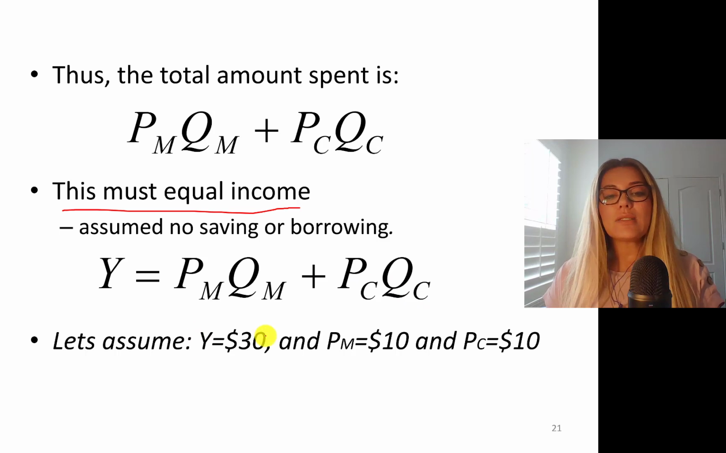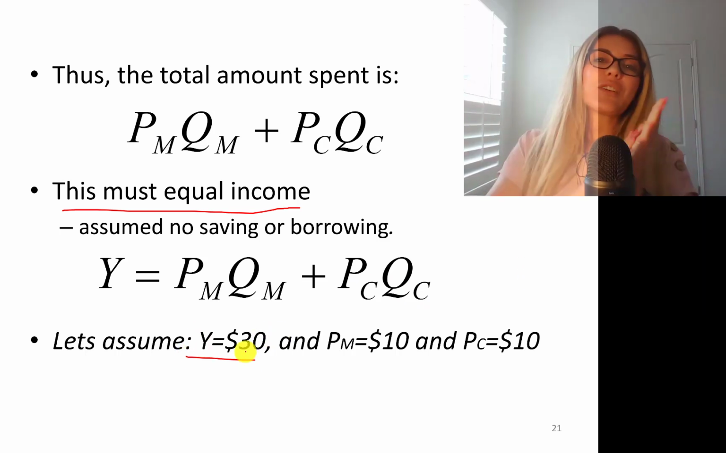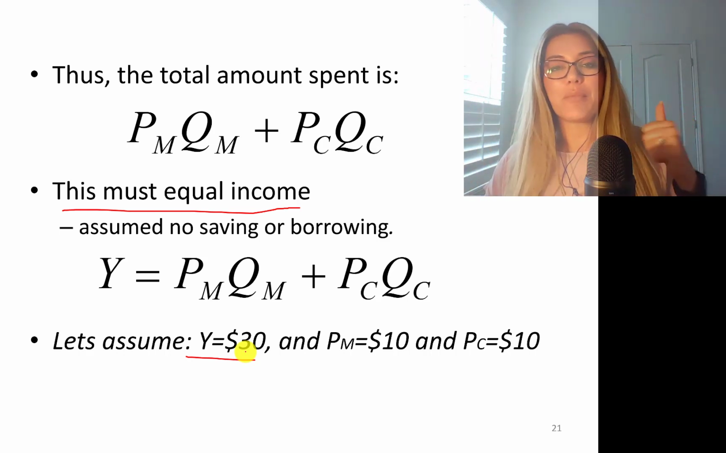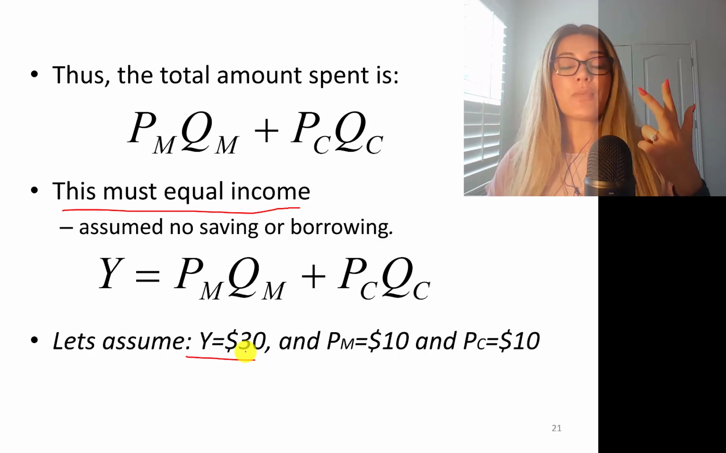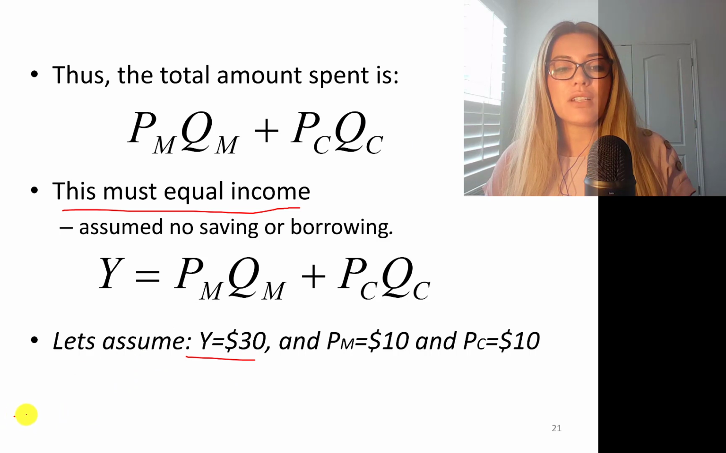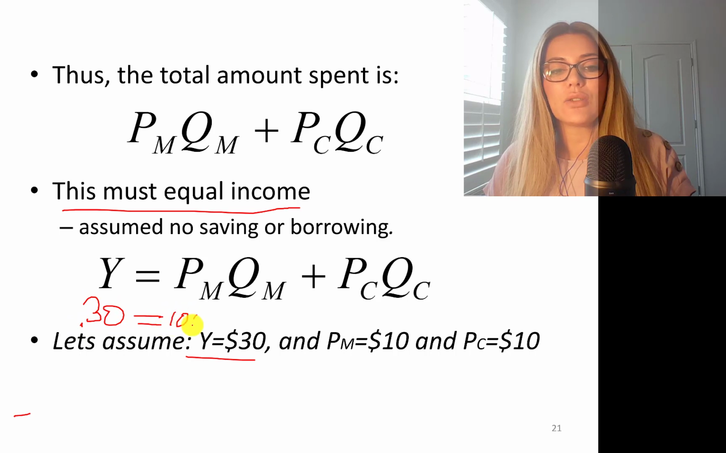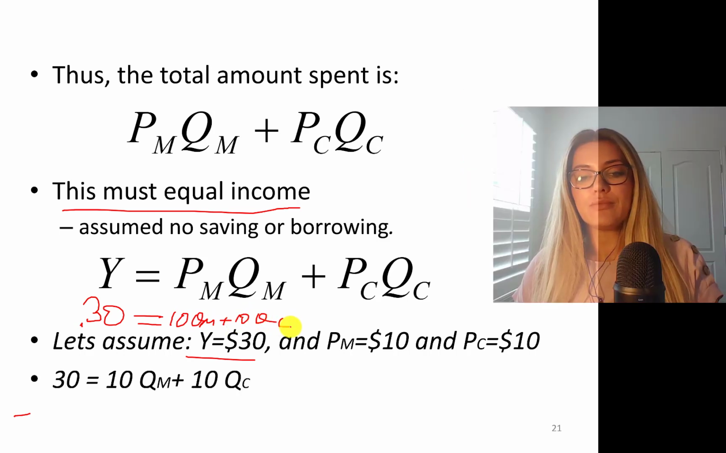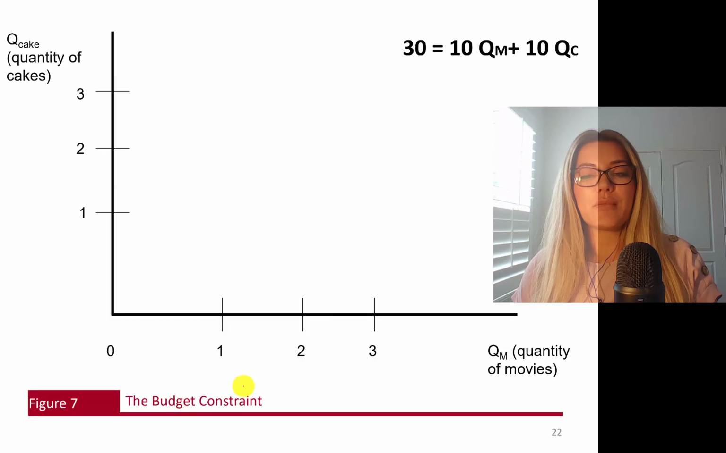Okay, let's assume your income is $30. So you have $30 in your pocket. You went out on a Saturday and the price of a movie is $10 and the price of a cake is also $10. So what is your budget constraint? You can just plug these numbers in. Whenever you see Y, you plug in 30 equals the price of movies, $10, QM, plus $10 QC. Okay, so this is your budget constraint, budget line.